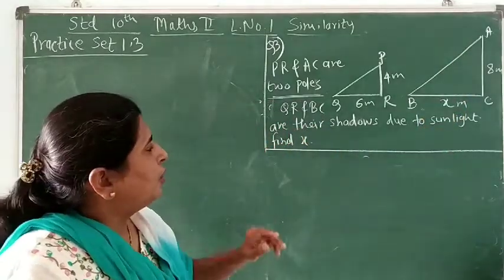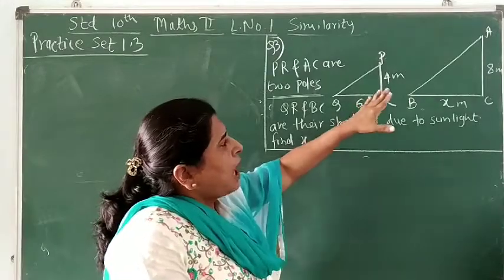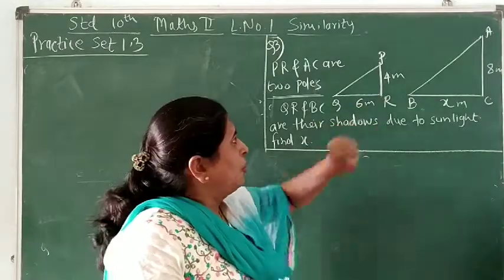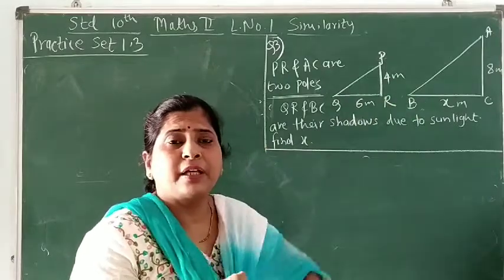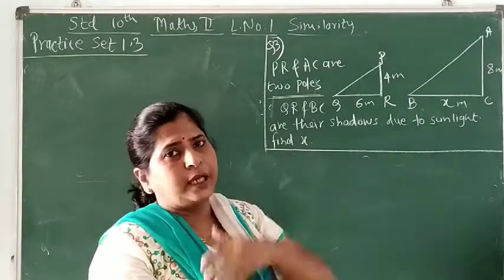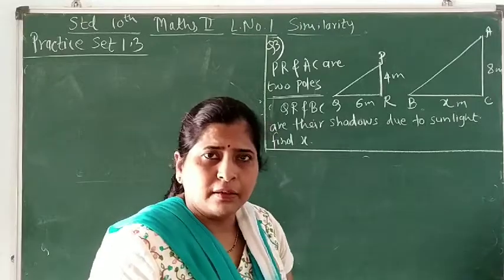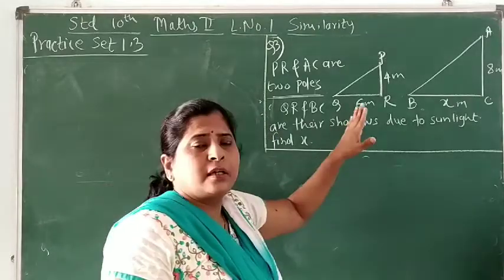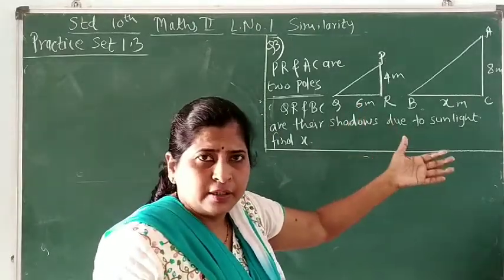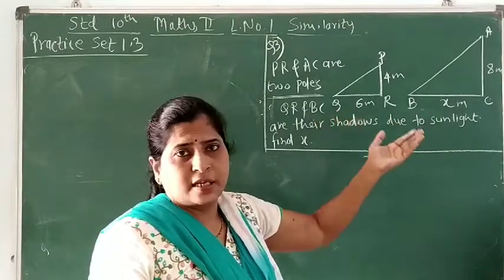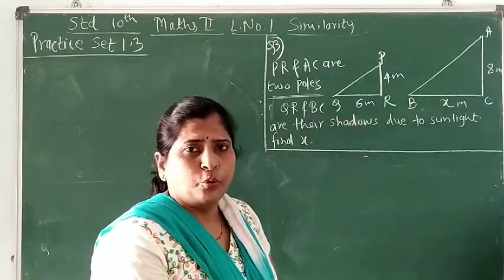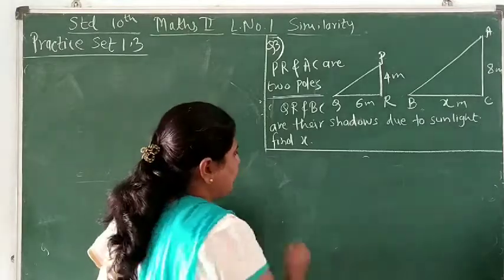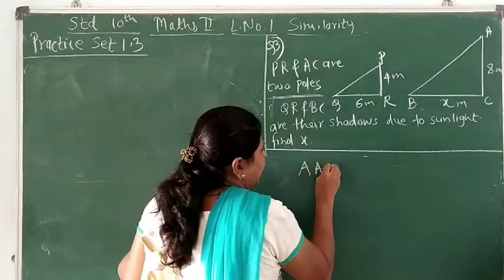Now, when can we find the shadow? It is not given, but if we can prove that these 2 triangles are similar, then we can use the property of similar triangles, that the corresponding sides are in proportion, to find the value of X. But to prove they are similar, which test can we use? Can we use the AAA test?